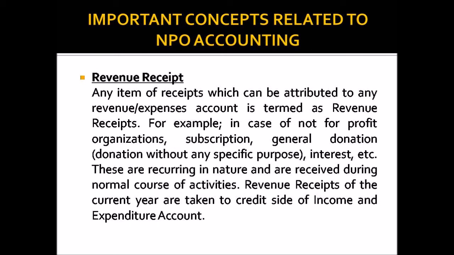If you move forward, you can see on the screen, the next one is the revenue receipt. What is a revenue receipt? An item of receipt which can be attributed to any revenue or expense account is termed a revenue receipt. In case of an NPO, subscription, general donation, not for any specific purpose. They are recurring in nature. You get them on a continuous basis in the normal course of activities, and these revenue receipts will appear on the credit side of the income and expenditure account.